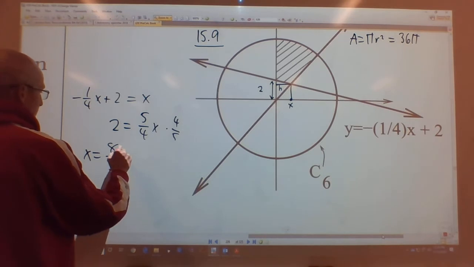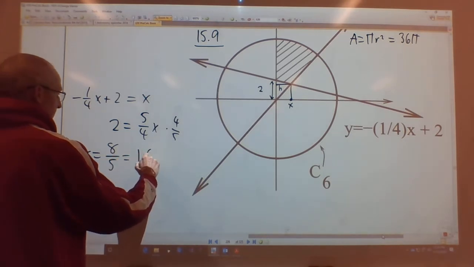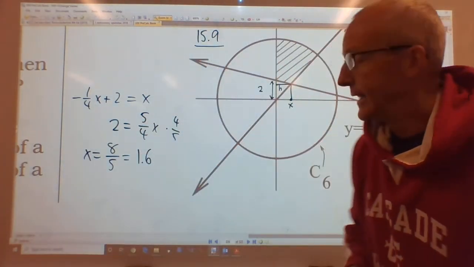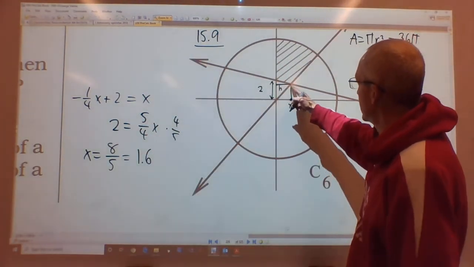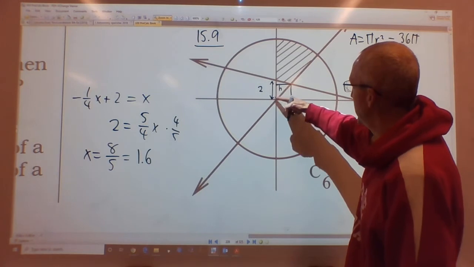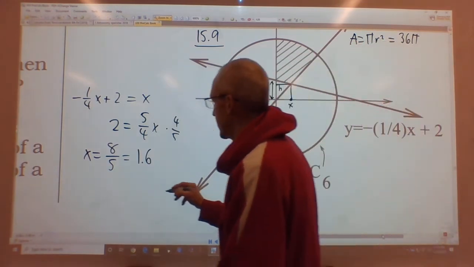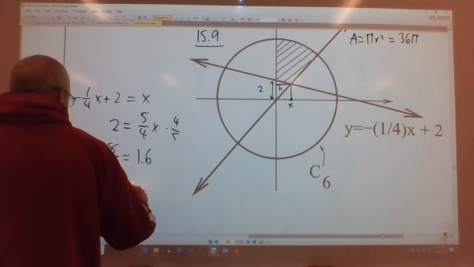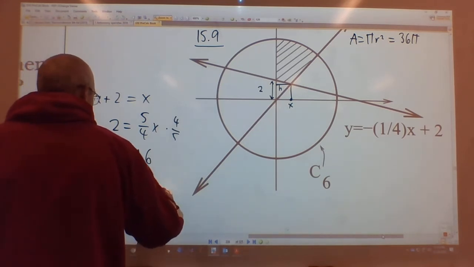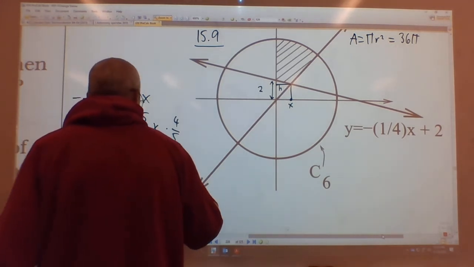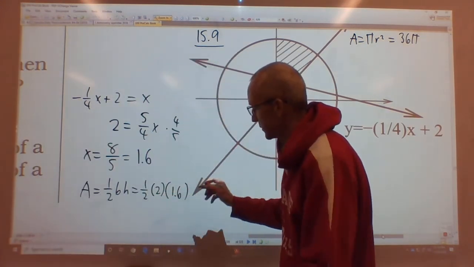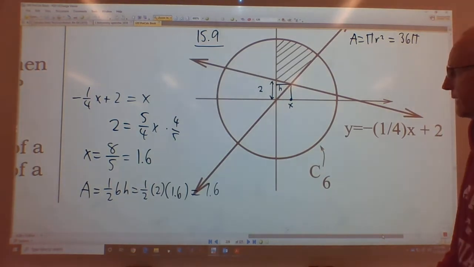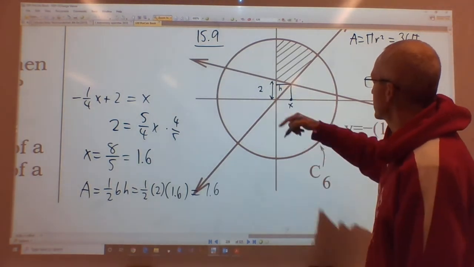Which, let's write that as a decimal. That's 1 3/5, which is 1.6. It's such a nice, pretty decimal. Might as well write it as a decimal. Okay, so the x value is 1.6. That's the height of our triangle. So the base is 2, the height is 1.6. So the area of the triangle is 1/2 base times height, which is 1/2 of 2 times 1.6, which, half of 2 is 1, which is 1.6. Okay, hooray! So the area of that little triangle there is 1.6.